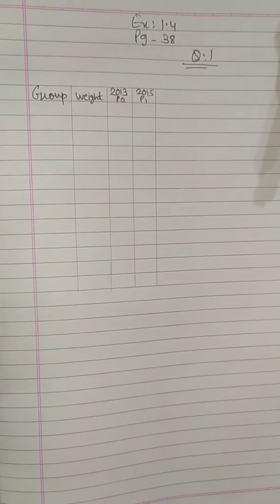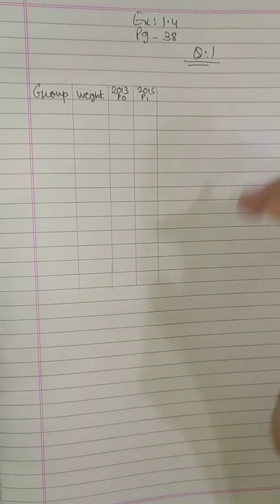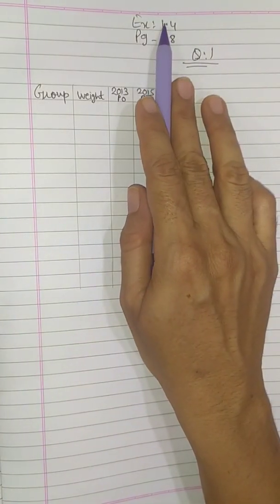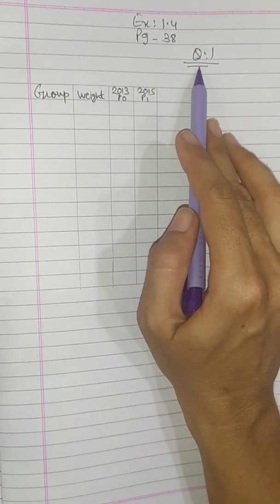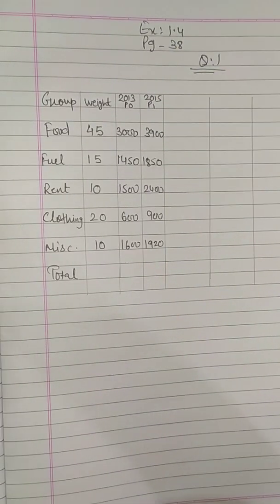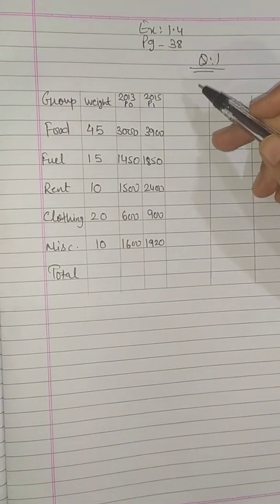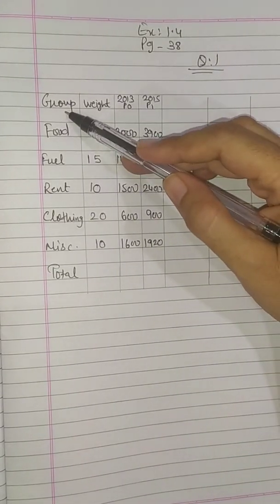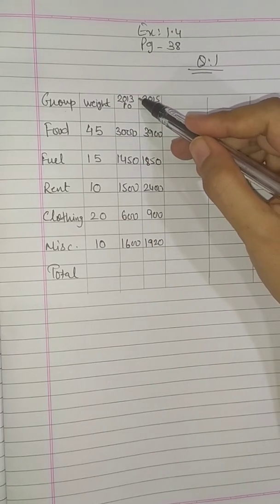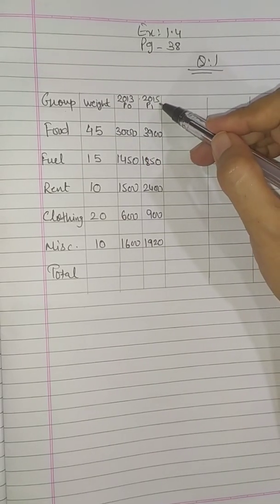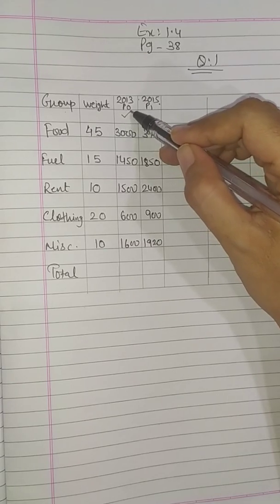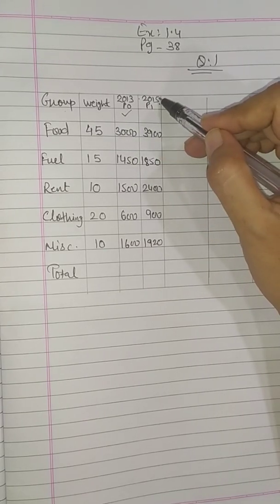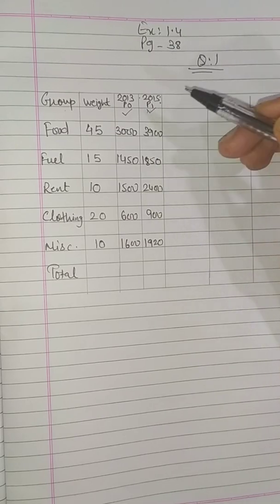exercise 1.4, open your textbook, page number 31, exercise 1.4, question number 1. Get ready for this. I have copied the question. It's given group, weight, expenditure of 2013 and expenditure of 2015. The previous year, that is 2013, is a base year, so its expenditure I have taken as P0. 2015 is the current year, so its expenditure I have taken as P1.